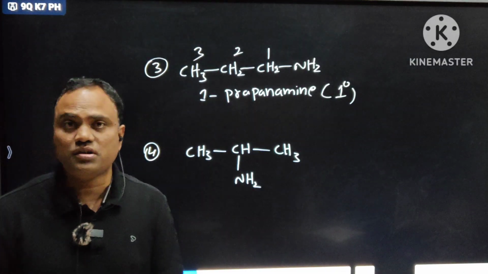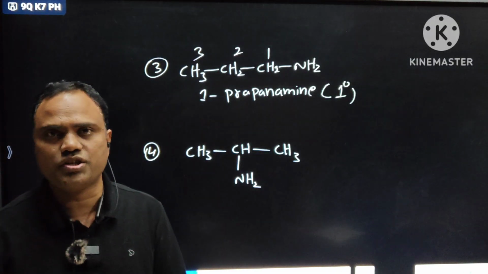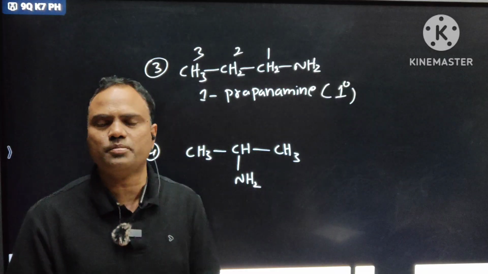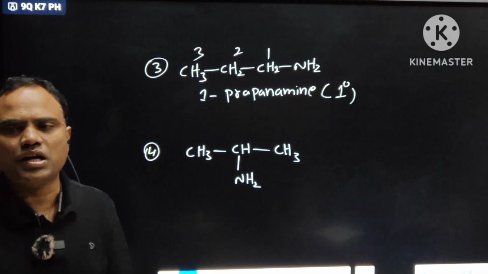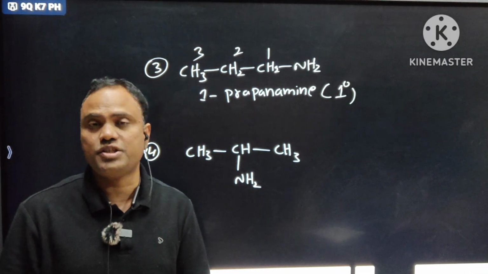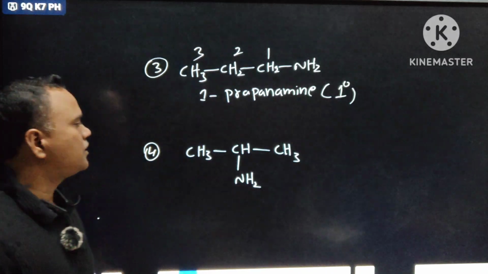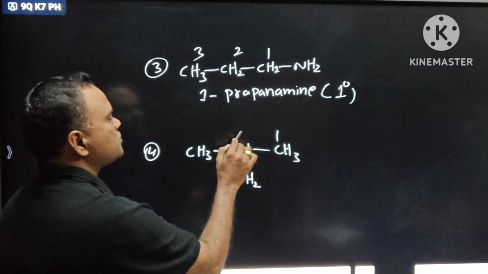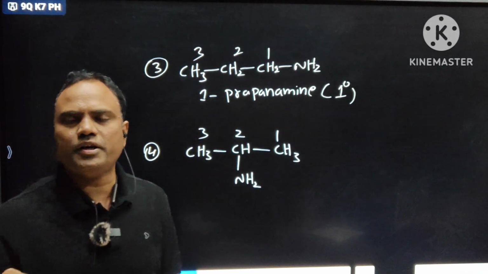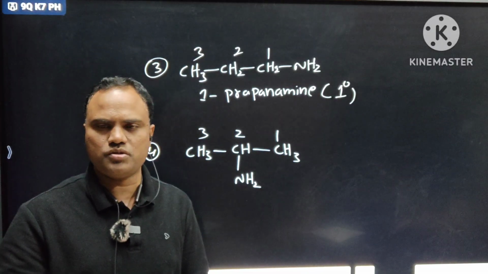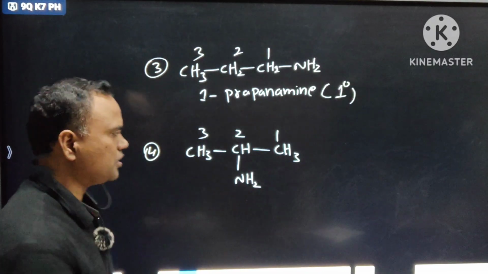In coming classes, we have distinguishing tests for primary, secondary, and tertiary amines. If you don't have any idea about primary, secondary, tertiary, you cannot get that topic. Next, give the numbering: 1, 2, 3. The amino group NH2 is present at second position. So 2-propanamine.